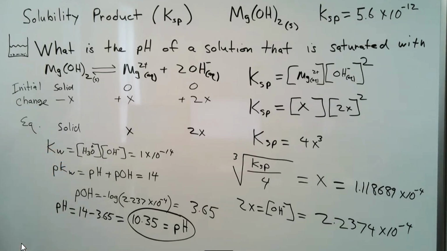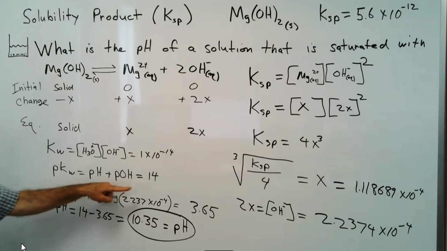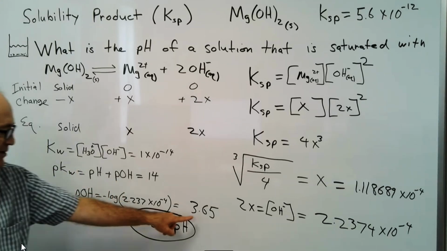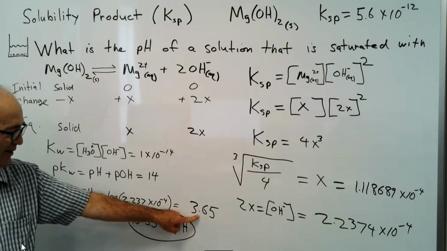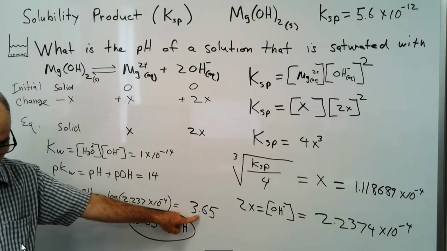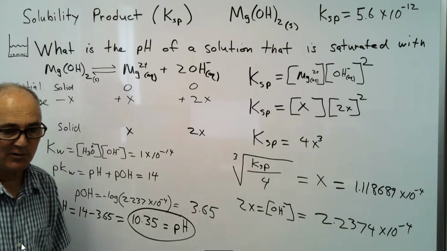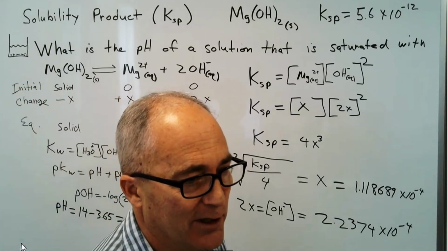Kw is in control. If we know hydroxide, we know hydronium, and we decide to work with the log version of the equation. Found pOH. There's our pOH. Don't select a pH of 3.65 on the multiple choice question, which students do a lot. That's pOH. pKw minus pOH equals pH. Any questions on this problem?